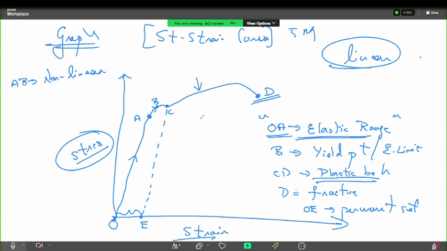Any doubt in the meaning of the graph? C to E? You won't call it C to E, you'll call it O to E. OE you call as permanent set. Permanent set is, it won't change any more. From here, if you see, it lost its elasticity. At B only, the limit was reached. From B to C, it pushed itself. So you can't expect after C also to behave the same way.